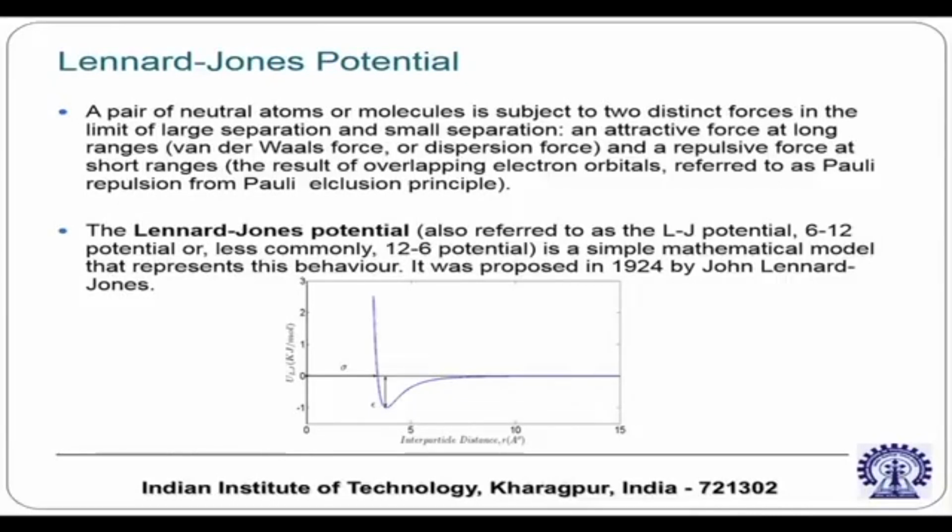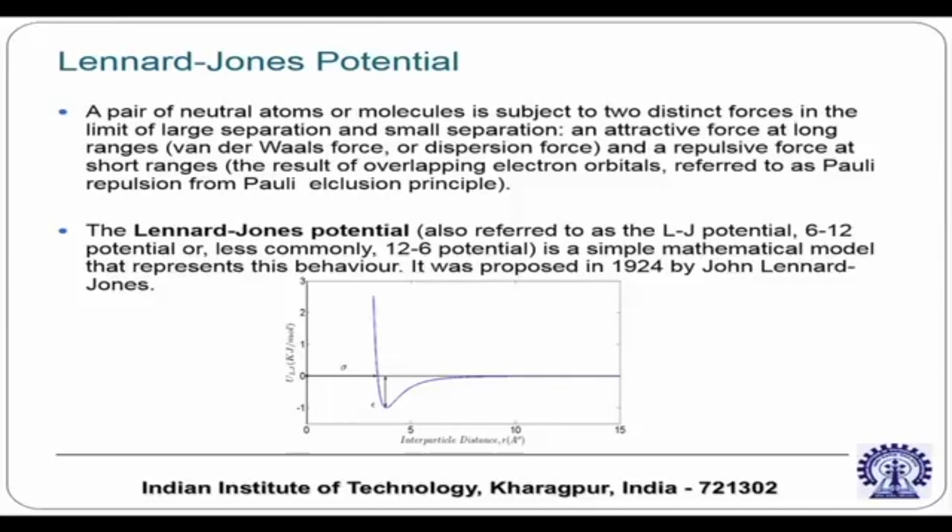The Lennard-Jones potential is based on the consideration that a pair of neutral atoms or molecules is subject to two distinct forces in the limit of large separation and small separation. An attractive force at long ranges, which is typically van der Waals force or dispersion force, we have discussed this earlier, and a repulsive force at short ranges which comes into the picture as a result of overlapping electron orbitals, referred to as Pauli repulsion, from Pauli's exclusion principle.